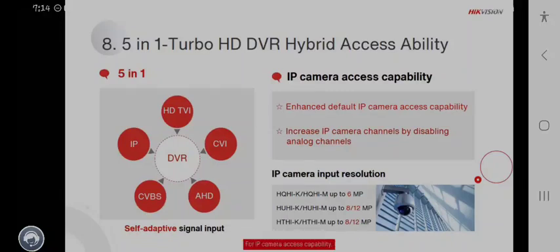For IP camera access capability, the default IP access capability is strong. It also supports disabling analog channels to increase IP channels. In terms of IP camera access resolution, the HQH series DVR is up to 6 megapixels and the HTH series up to 8 megapixels or 12 megapixels.